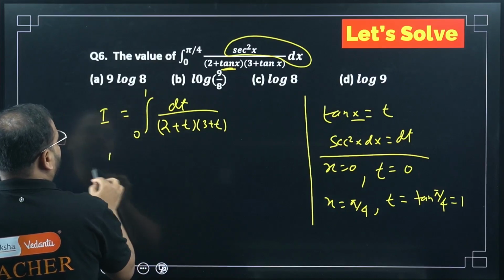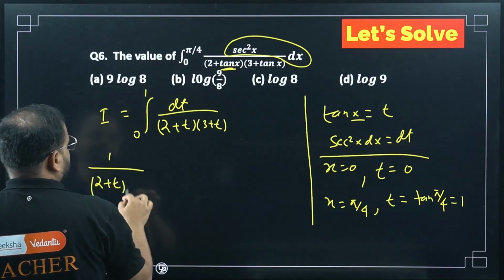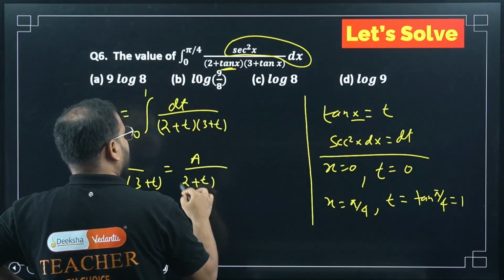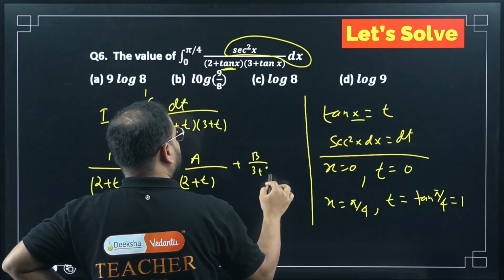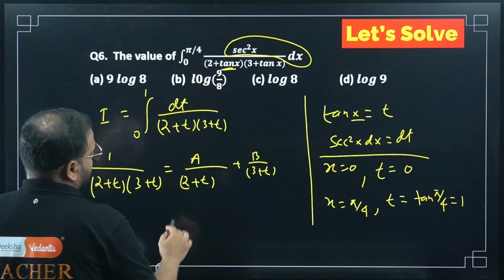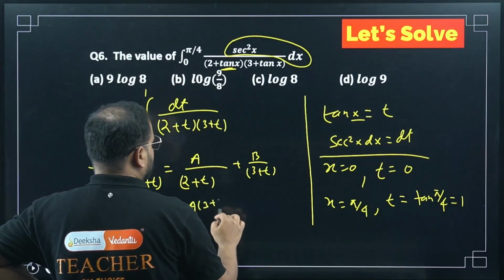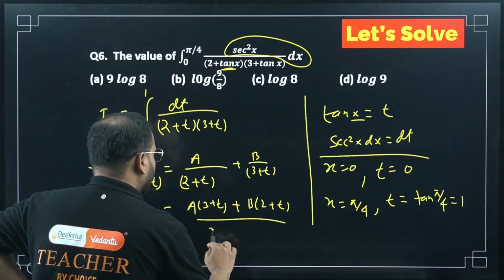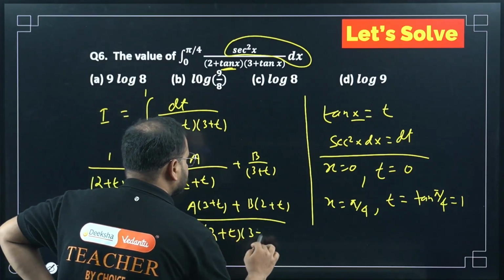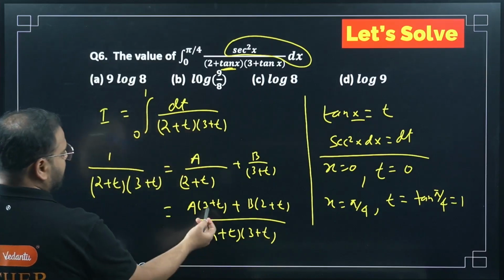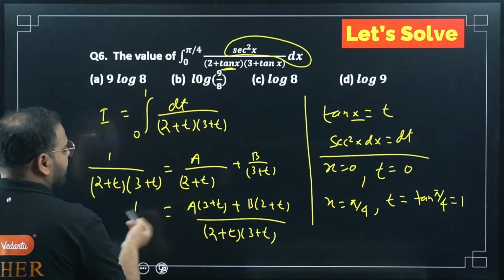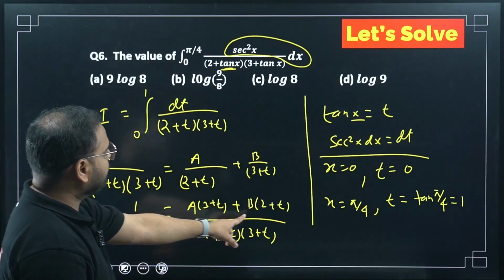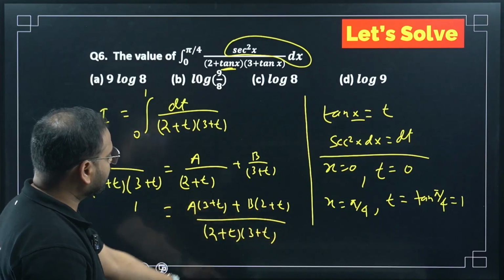Take the partial fraction. 1 upon (2 plus t)(3 plus t), write it as A upon 2 plus t plus B upon 3 plus t. If you do this, what are you going to get? A times (3 plus t) plus B times (2 plus t), over (2 plus t)(3 plus t). Compare the numerator, because the denominator is the same. If you put t as minus 3, what are you going to get? B equals what? Minus 1, correct?